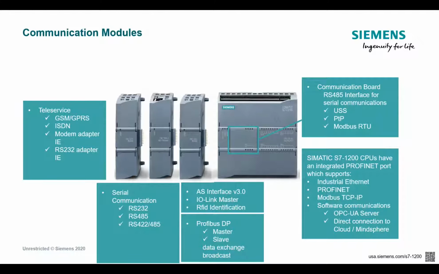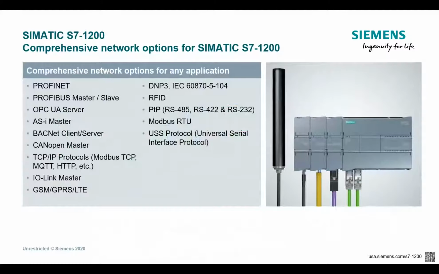And then probably one of the most important things is that we have a built-in Ethernet port. So you don't need a communication module for just standard Ethernet communication, Profinet, Modbus TCP. And then as of version 16 with the latest firmware, we can now do OPC UA built into the processor. And that is a huge tool for us. That's been incredibly popular. And it allows you now to take a 1200 and integrate it into a larger SCADA system without having to have an OPC driver on the SCADA system itself.